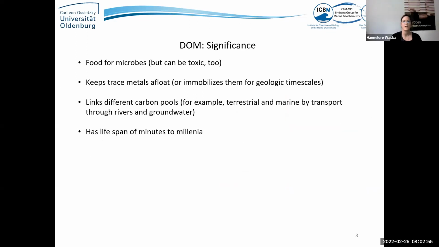All right, so why do we study dissolved organic matter? Well, the main reason is that it's food for microbes, and microbes kind of run this world, so we want to find out what they eat. It also keeps trace metals afloat, most prominently iron in the aquatic environment, but it could also immobilize it in the form of organominerals for geologic timescales. And it links different carbon pools, which is important for us: terrestrial and marine carbon pools, by transport through rivers and groundwater. And it has a lifespan of minutes to millennia. So it's very, very broad, which comes from its heterogeneity.